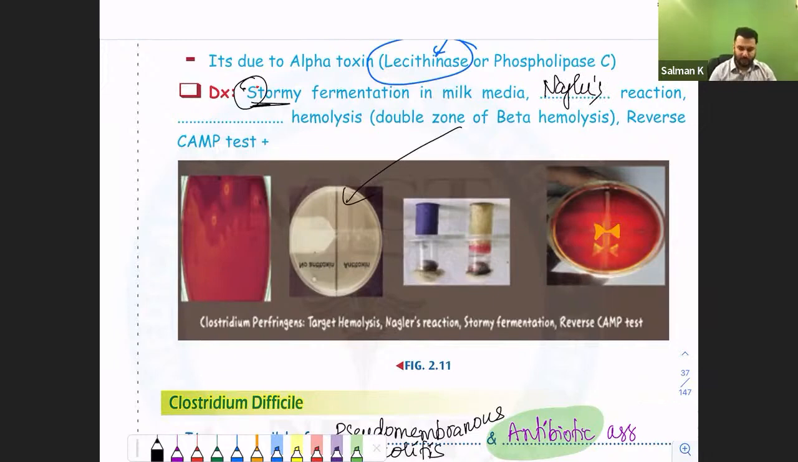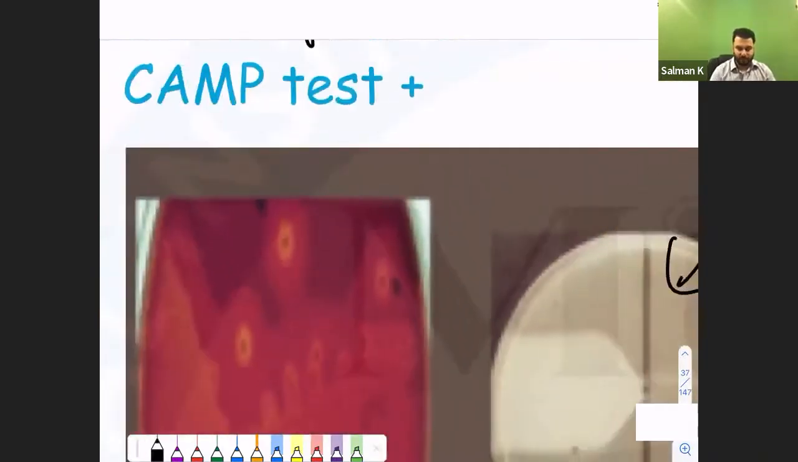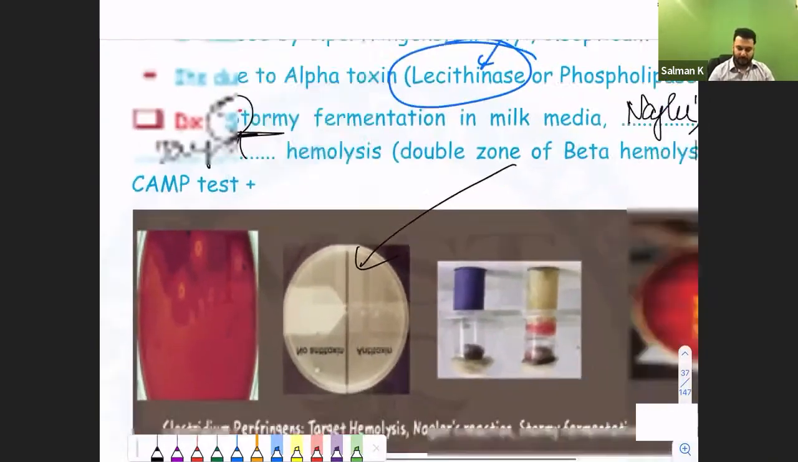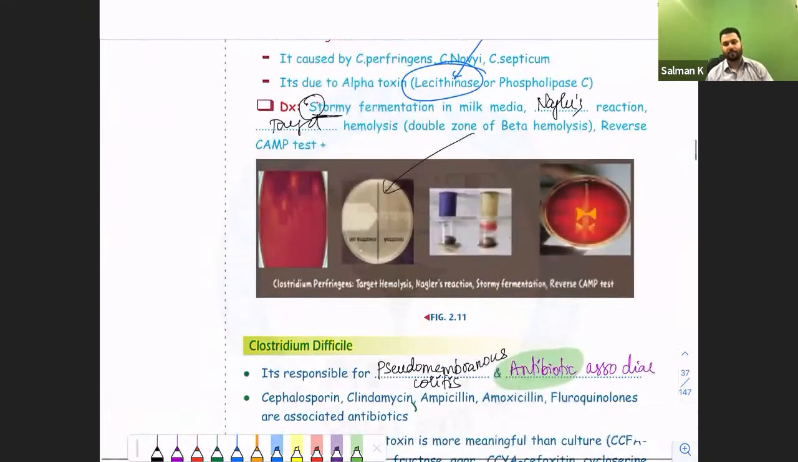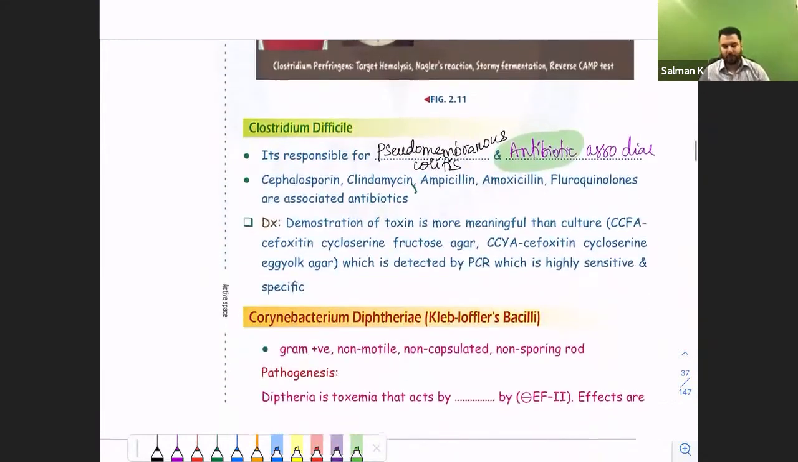Next, target hemolysis. This is described as the target hemolysis because you're seeing this center that is darker like this. And this target hemolysis comes due to the factor called as theta factor. That target appearance, it comes due to the theta factor in that. And last, guys, reverse CAMP test. Okay. Last, you have this thing known as reverse CAMP test. So that's about it. This is the thing you should be knowing here.